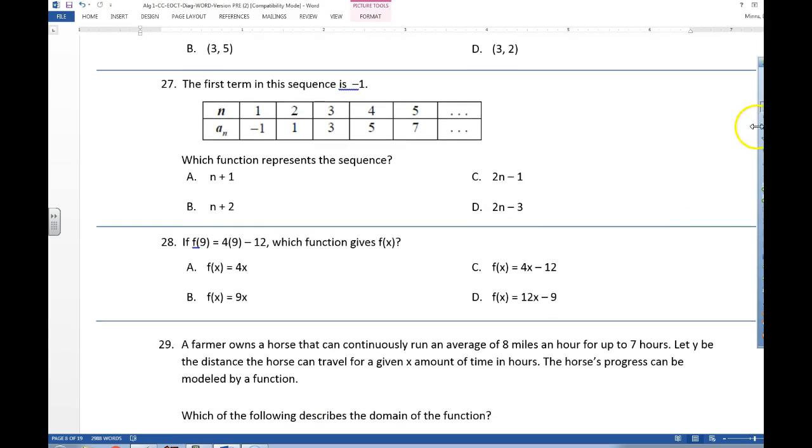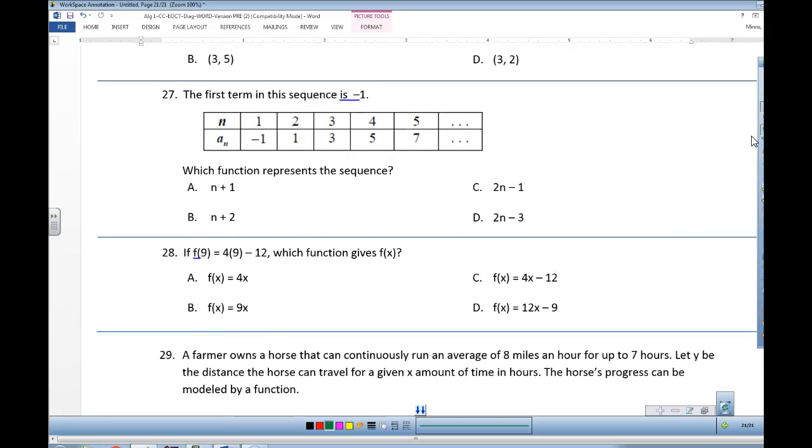Number 27. The first term in this sequence is negative 1. Well, there I see it, negative 1. My second term is 2, my third term is 3, and so on and so on. Which function represents the sequence? Well, this is an easy plug-in. I'm going to check to see if I plug in 1 for my n values, do I get negative 1?